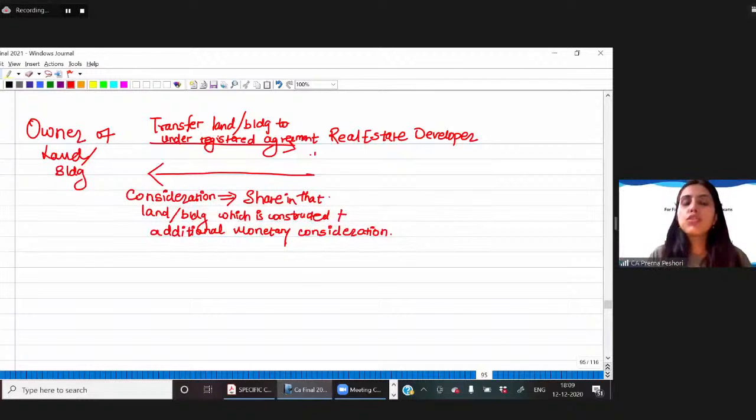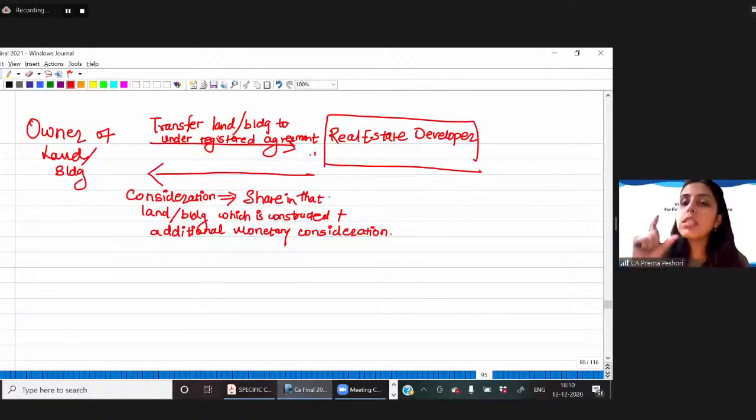Are you clear? So what happens is, when the owner of the land gives the land to the real estate developer, the real estate developer would construct the buildings on it, right? And in those buildings, he would give some share, like some units or some flats in that particular building, to the owner as a consideration for giving the land. So you are giving the land and you are receiving some flats in the constructed building. Plus, you may get some additional monetary consideration in cash.